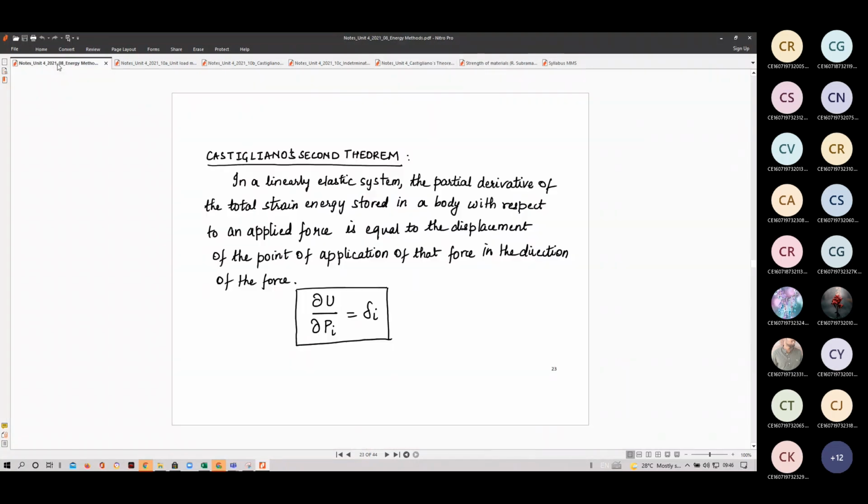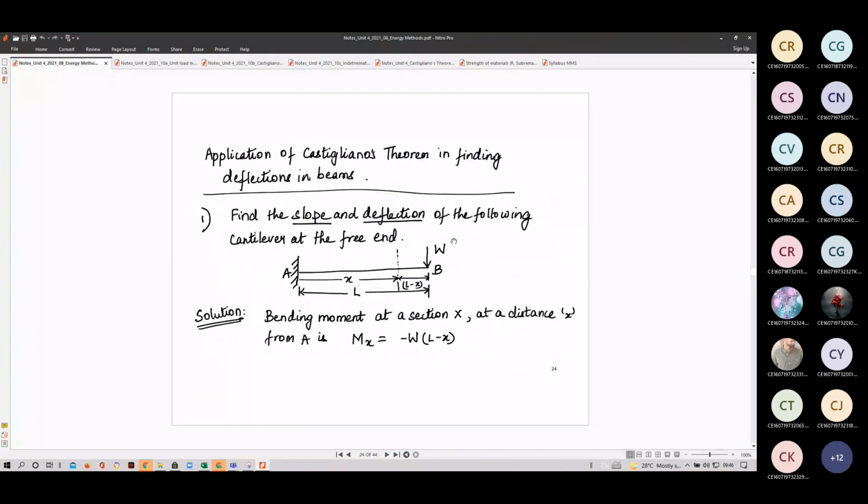All right. Next. So now I will first focus on Castigliano's theorem.